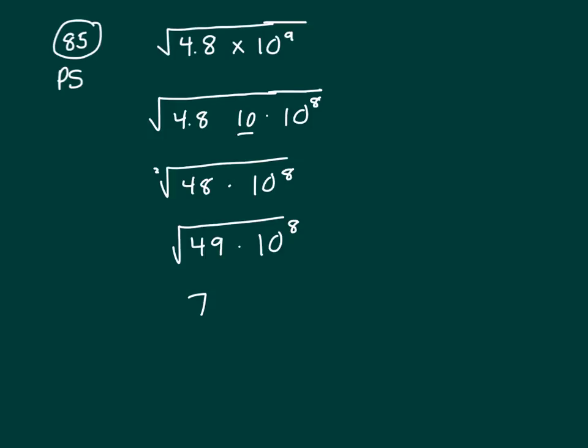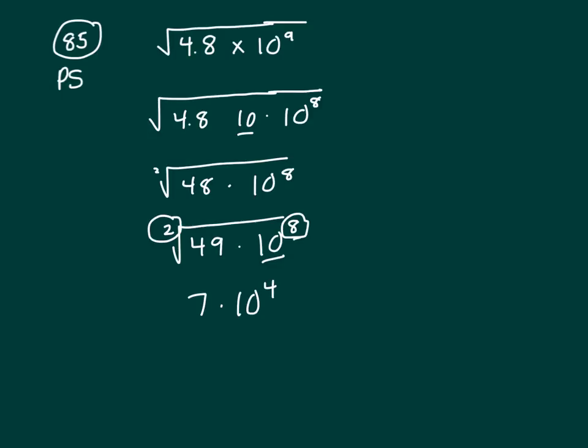7. And the way you simplify a base with an exponent underneath the radical, you take the index, in this case a square root, understood to be a 2, and divide 2 into this exponent. 2 will go into 8 4 times, so you bring out 10 to the 4th.